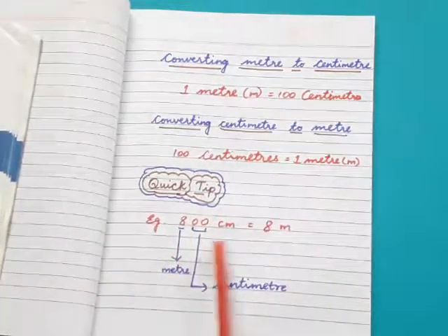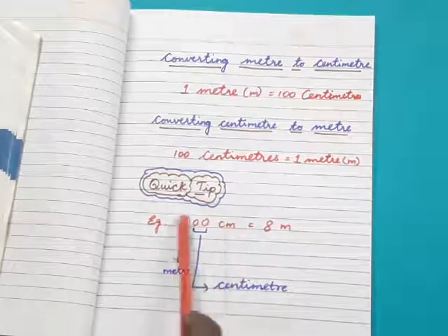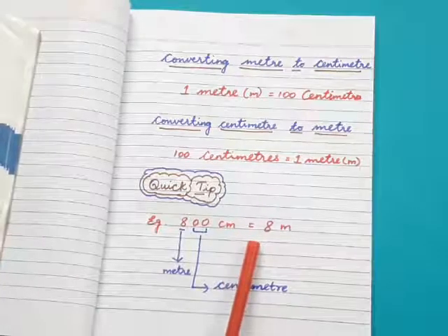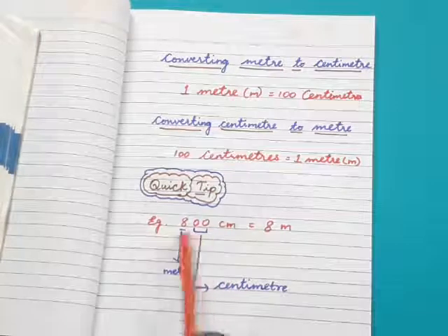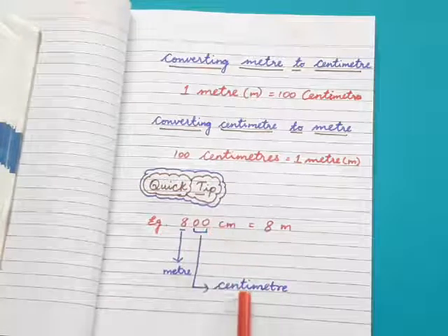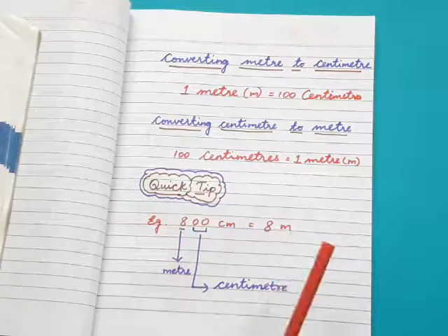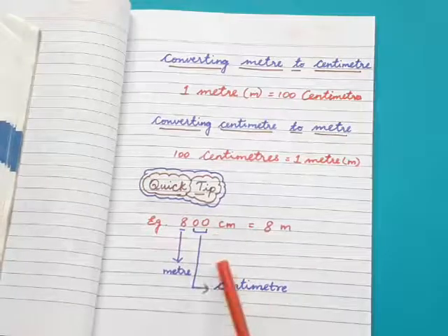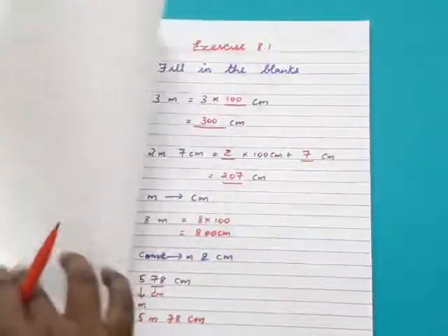The quick tip for this exercise is: if you have a number in centimeters and you are trying to convert it into meters and centimeters, what tip should you remember? Very easy. Take the number. In that number, the last two digits are the centimeters. The remaining numbers are the meters. No need to divide, no need to multiply, nothing. If you keep this in mind, it will help you to do the exercise.